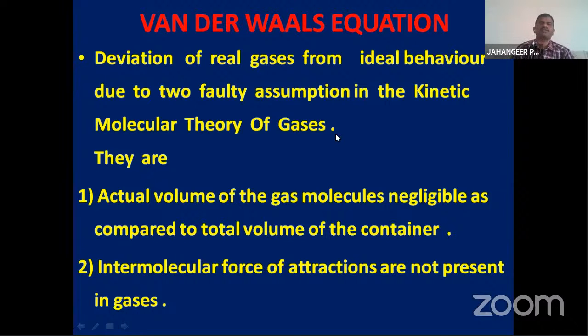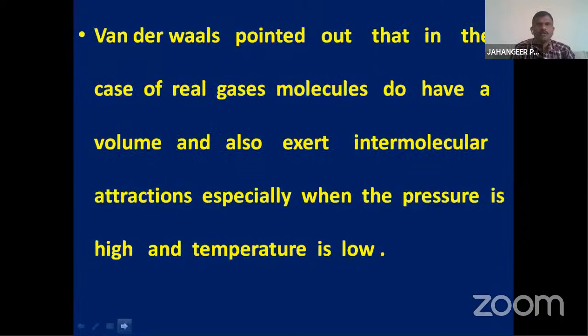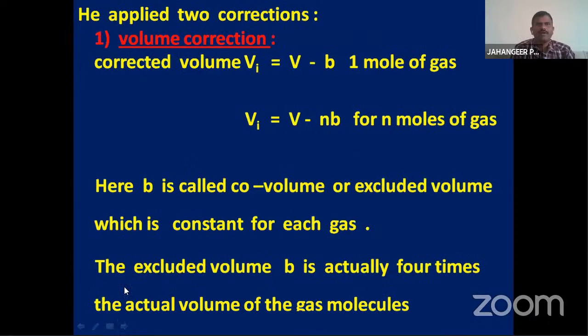The Van der Waals equation is applicable for both real gases and ideal gases. That's why he made two corrections. So what are the two corrections here? Van der Waals pointed out that in real gases, molecules do have a volume and also exert intermolecular attractions, especially when the pressure is high and the temperature is low. So he applied two corrections.